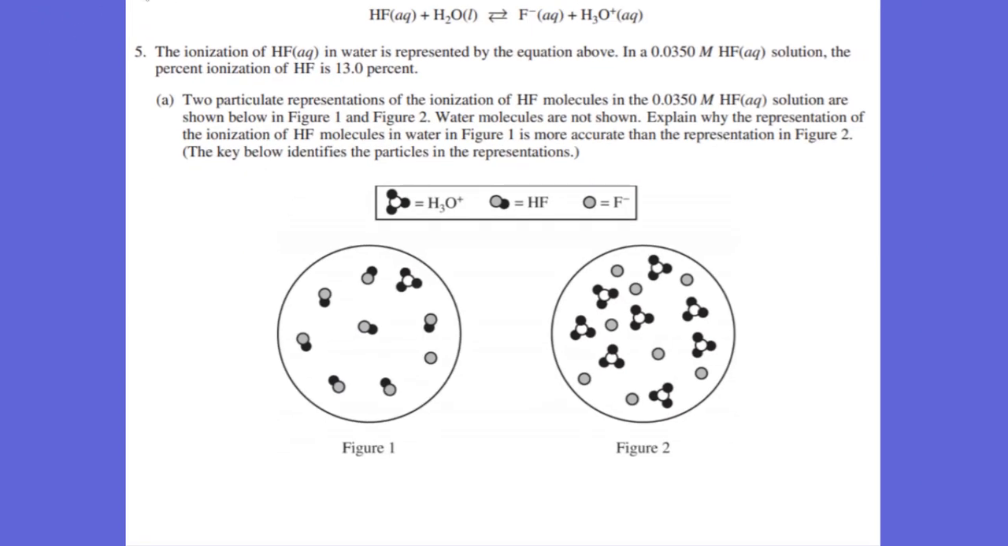Problem number 5 is an equilibrium acid-base problem, and you can see they have something with the percent ionization. I know there's 13% ionized.